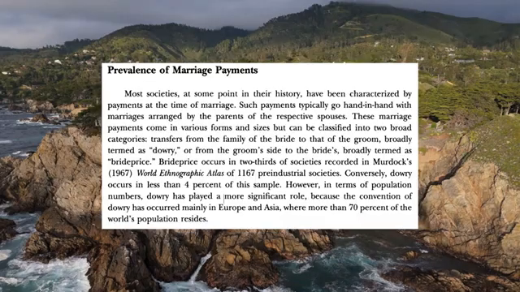Now, looking at our paper, we can kind of get an idea for the prevalence of marriage payments. And the surprising thing to me was that a lot more cultures than I expected have done some form of marriage payment or the other. Most societies at some point in their history have been characterized by payments at the time of marriage. Such payments typically go hand in hand with marriages arranged by the parents of the respective spouses. These marriage payments come in various forms and sizes, but can be classified into two broad categories: transfers from the family of the bride to that of the groom, broadly termed as dowry, or from the groom's side to the bride's, broadly termed as bride price.